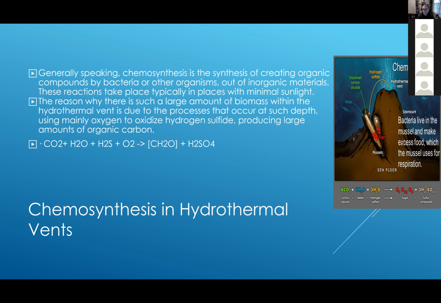And right here's a formula. Basically CO2, carbon dioxide, and water, dihydrogen sulfide, and oxygen produces formaldehyde and sulfuric acid, which is a general process used for life down there. And in the picture, you can kind of see how that works out. All right, next slide.